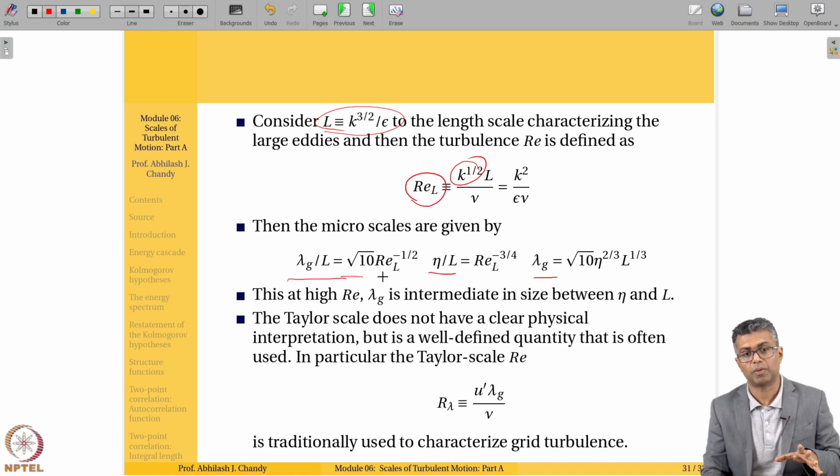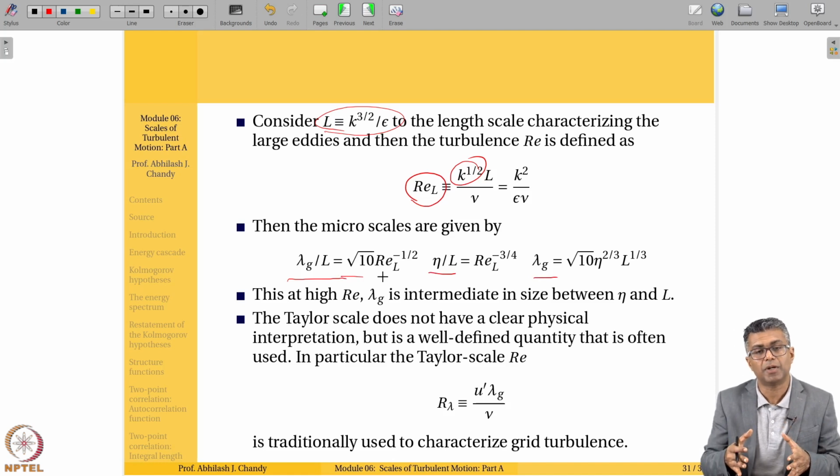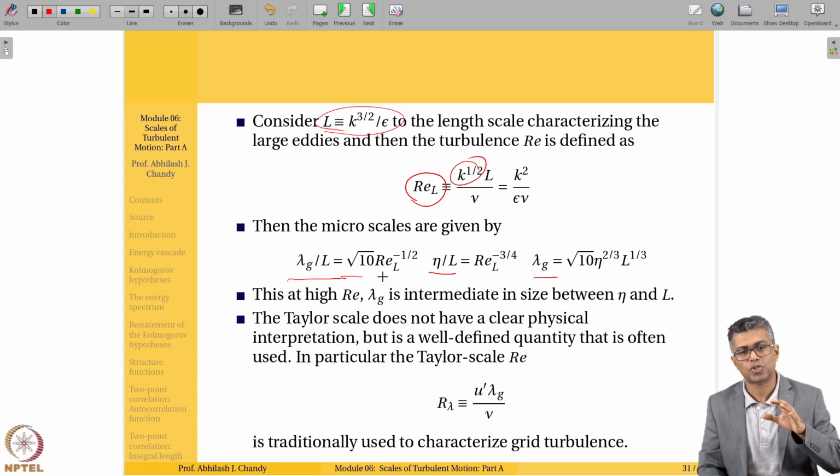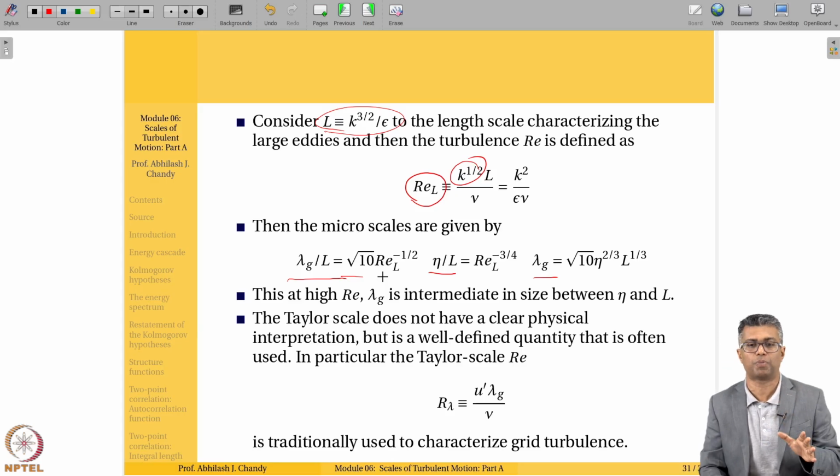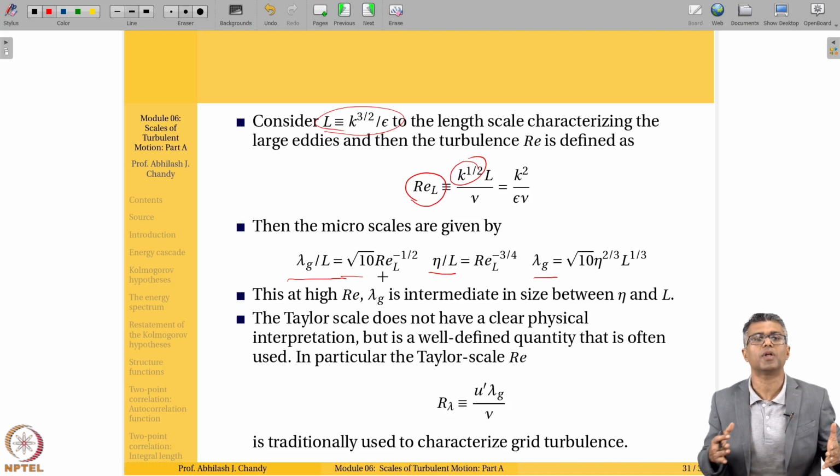So at very high Reynolds number, lambda g is intermediate in size between eta and L. So it is not really at the small scales, but it is somewhere between eta and L. So clearly this has not been used a lot. And you will see that this can only be defined for isotropic turbulence, which is not practical anyway. So this is purely theoretical in that sense. And you can see that it does not have a clear physical interpretation. All we know is that it is between eta and L.